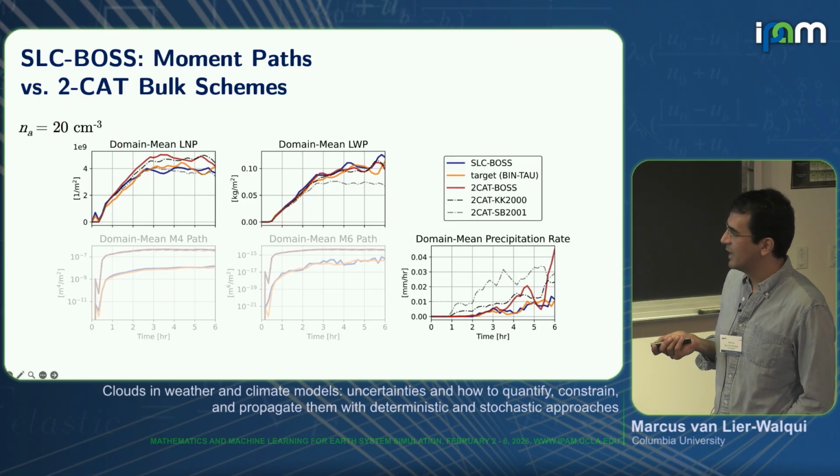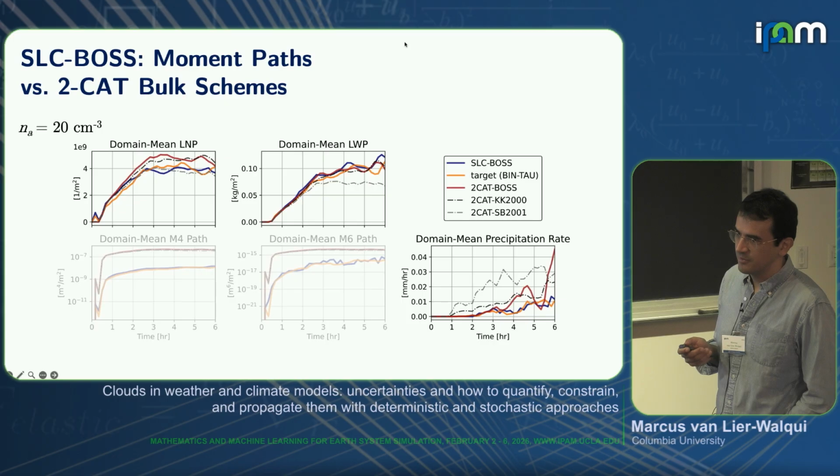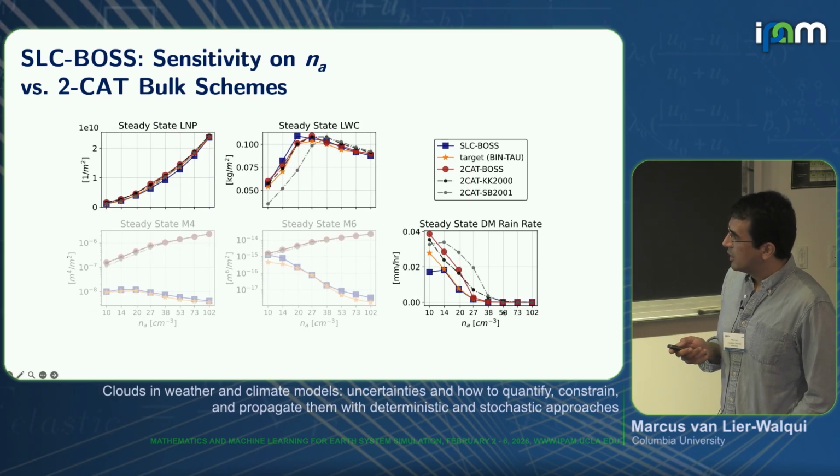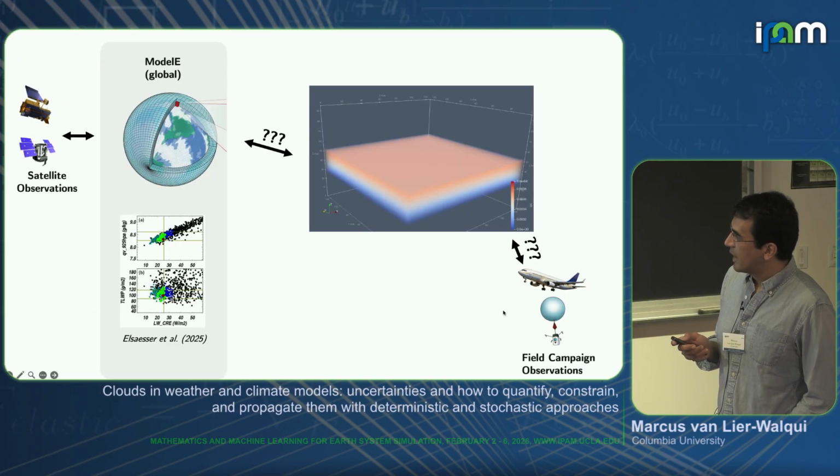One issue here is that it's hard to compare the 4th moment and the 6th moment because 2 category BOSS does not actually have 4th and 6th moments. You can compute that from traditional schemes, but not from BOSS. So, we could look at domain mean precipitation rate and see that traditional schemes are a lot worse. Okay, I'll skip past that.